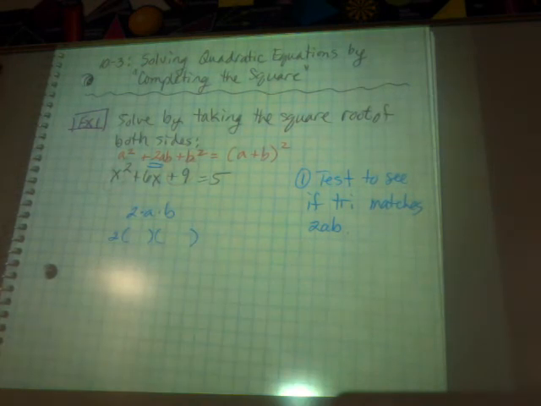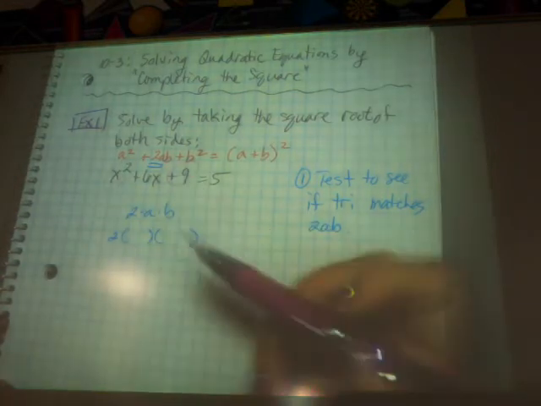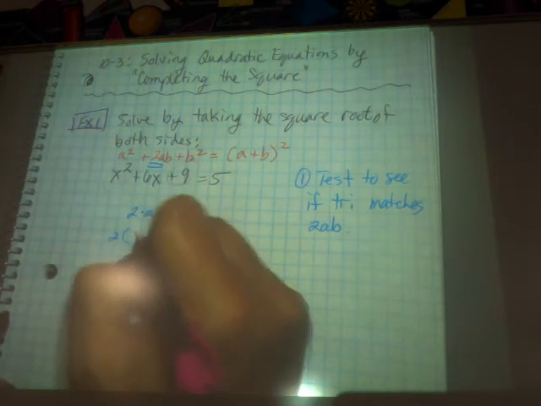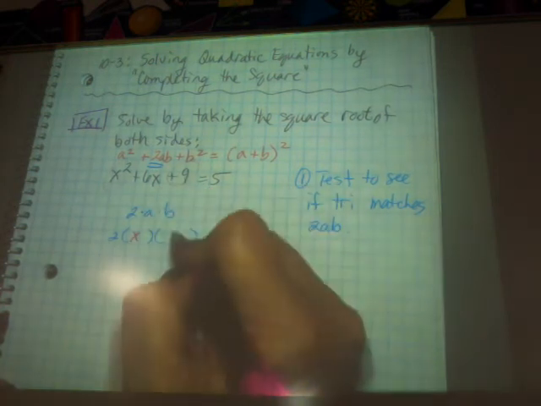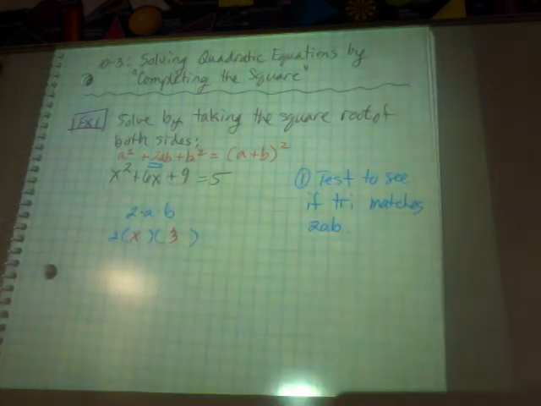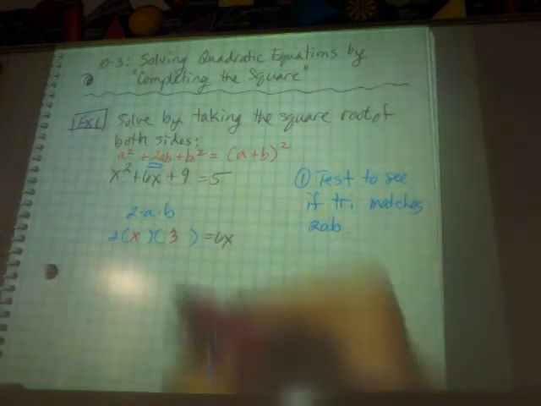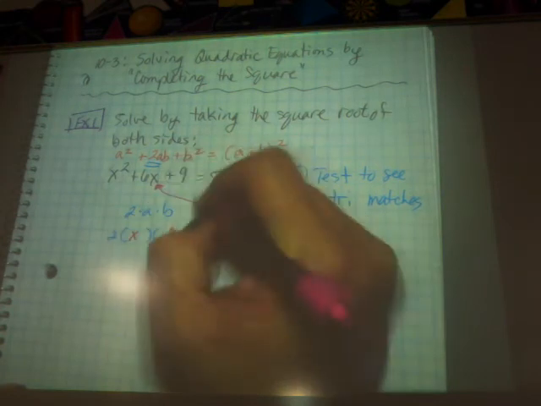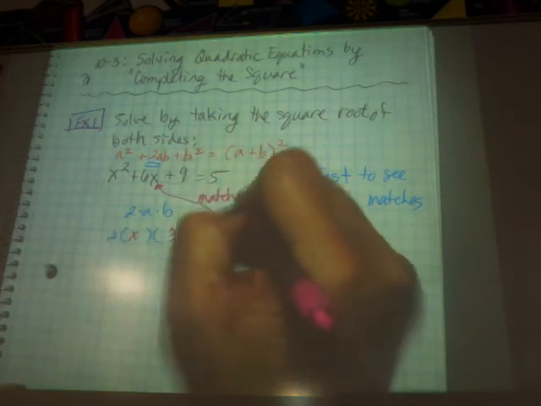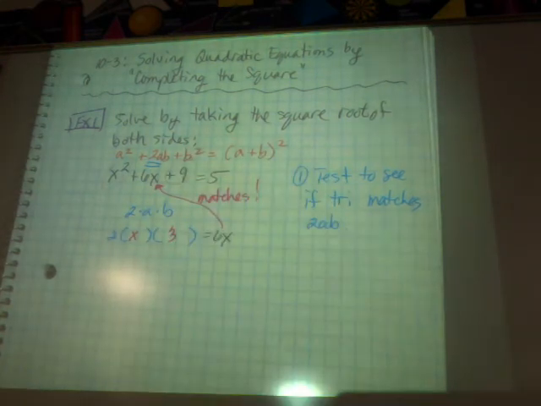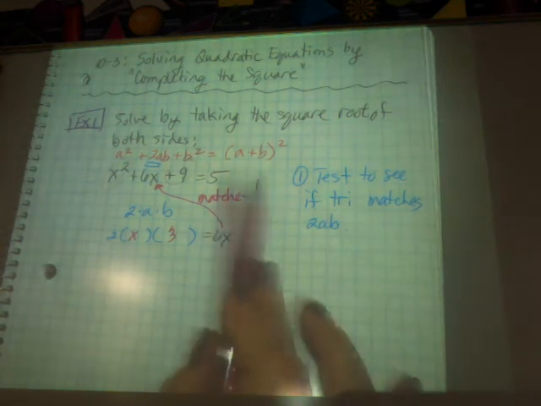What is a? Yeah, the square root of your bookends are a and b. So square root of x squared is x. Square root of 9 is 3. What's 2 times x times 3? 6x. Does it match? Don't worry about signs. It matches, right? So since it matches, it must factor in this form.